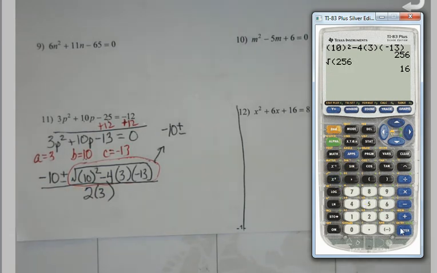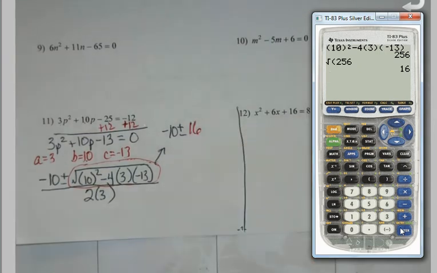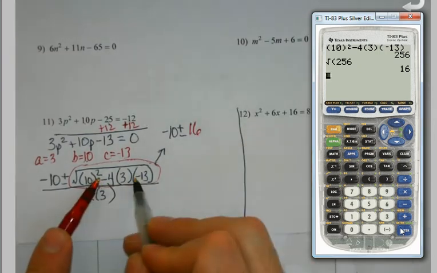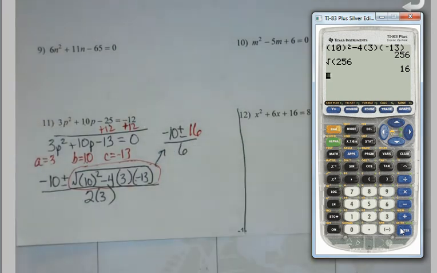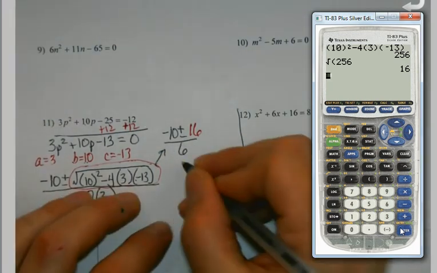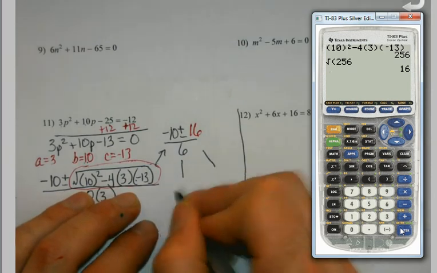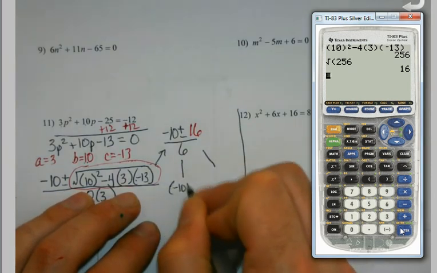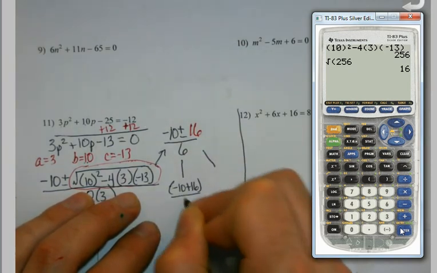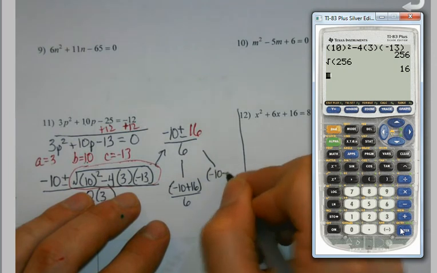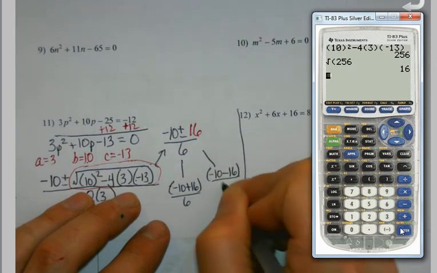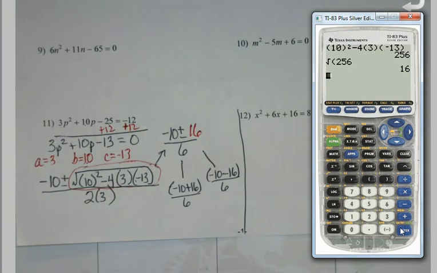all right. So we have negative 10 plus or minus. All this radical turned into 16. And 2 times 3 is 6. And now I'm going to split it. So negative 10 plus 16 divided by 6, and negative 10 minus 16 divided by 6.